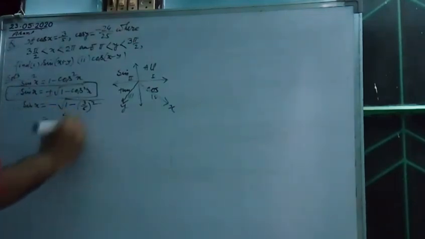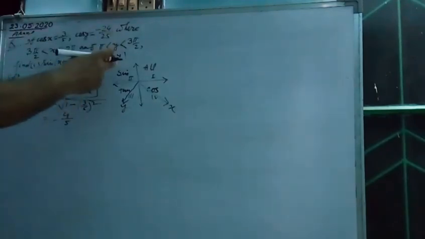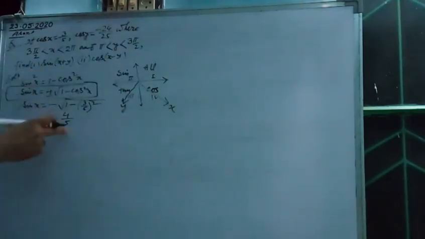Sin x will be -4/5. Here tan x is not asked, but suppose if the question were given that find also tan(x+y) or tan(x-y), then we would find tan x equal to sin x over cos x. Now no need to find it. Next, in the next case, we have to find sin y.